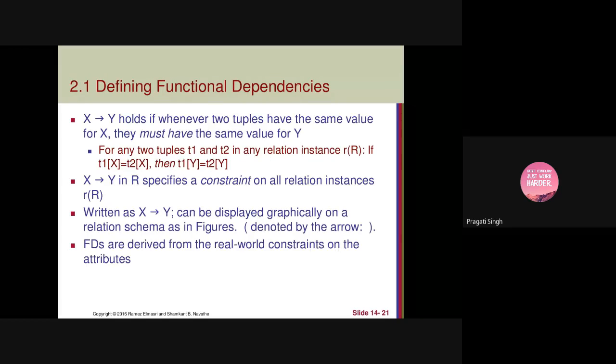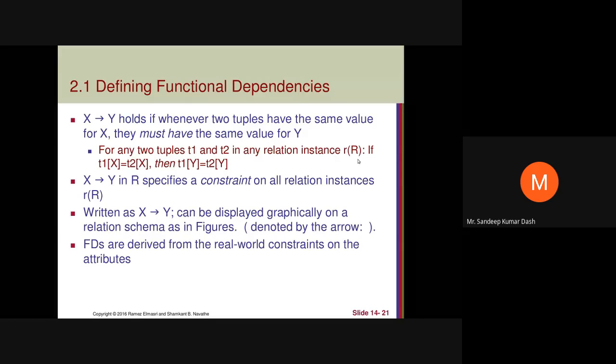The dependency is between attributes. I say that X functionally determines Y, or Y is dependent on X. Y is functionally dependent on X. That means it is the attribute X which can functionally determine Y. That means the Y attribute gets its value with reference to the X attribute.